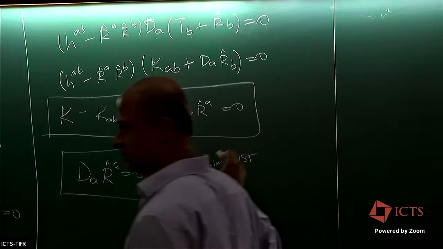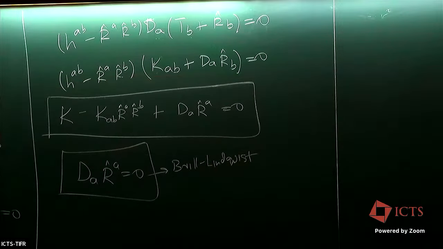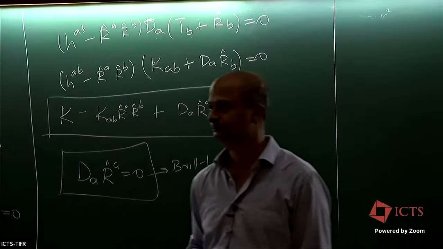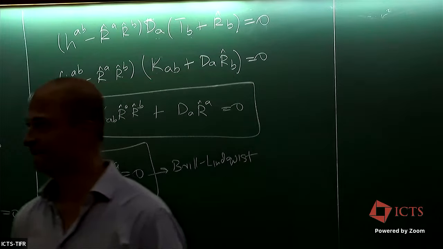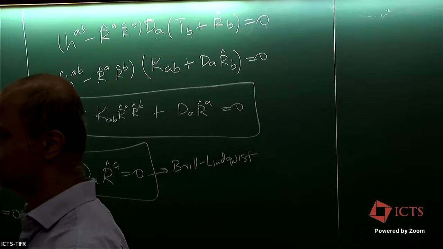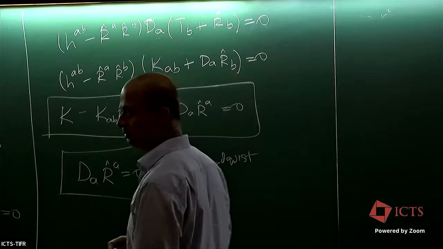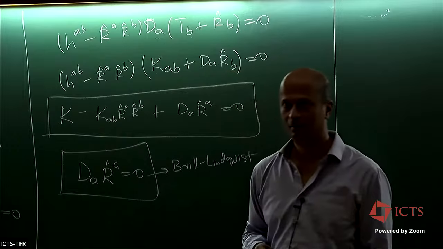So any questions up to this point? Because for Brill-Lindquist, the extrinsic curvature is 0. So both of these terms are then 0. Any other questions?